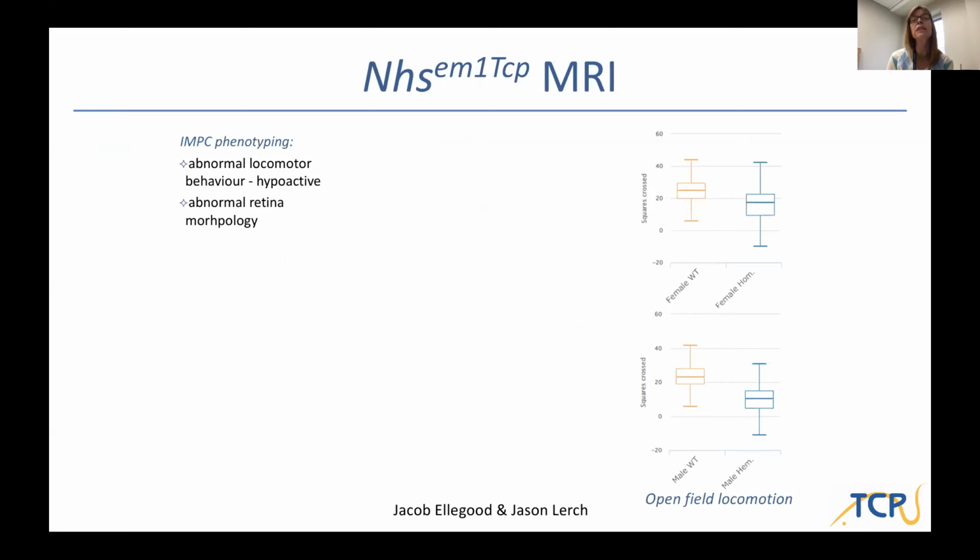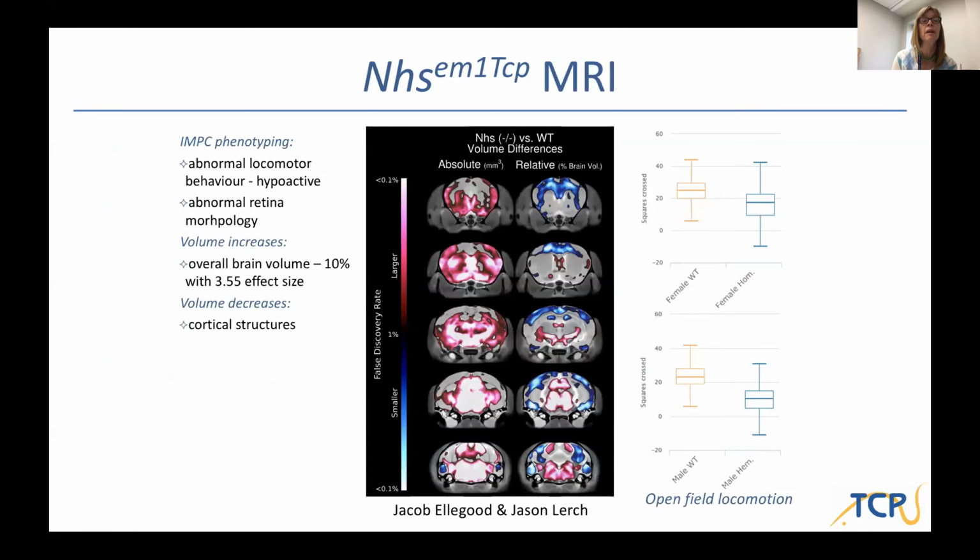So in our phenotyping pipeline, what we identified is abnormal locomotor behavior. The homozygotes were less active, as shown by these whisker plots in open field. And we also saw abnormal retinal morphology. So both of these correlate with some of the phenotypes identified in the human patients in NHS syndrome.